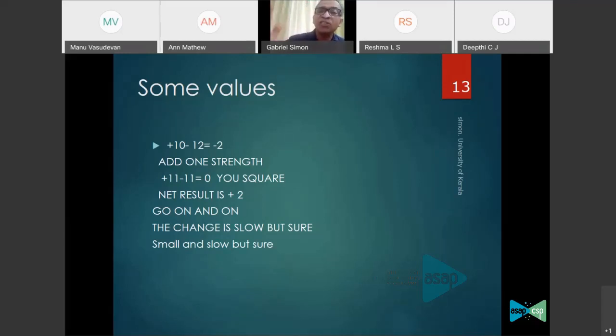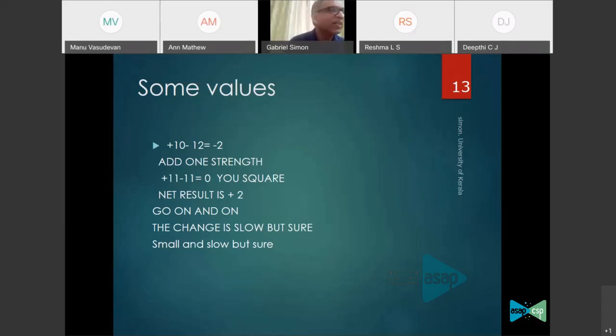Forget about what are the things which are standing as obstacles or hindrances. Try to overcome the same by looking at what you are good at, what you can do, rather than what you cannot do. So you add at least one strength. When you add one strength to the existing inventory of strengths that you have, the obvious result is that plus 10 would become plus 11.